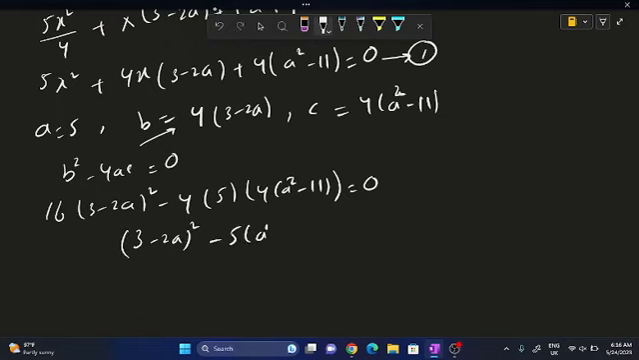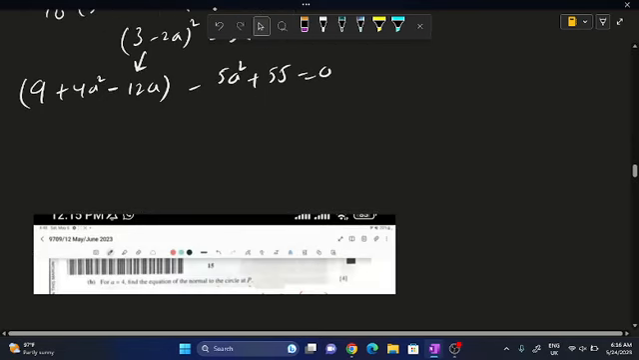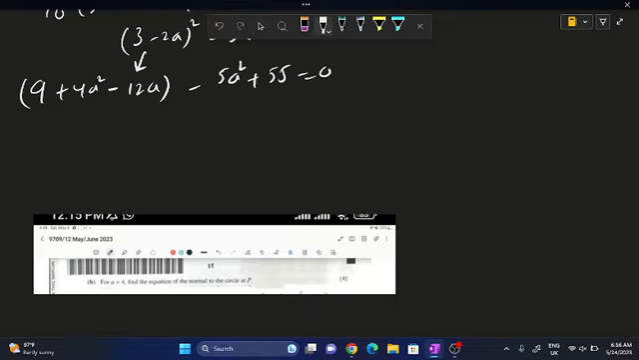Doing the simplification, nothing else, your answer would be (3 minus 2a) whole squared minus 5 times (a squared minus 11), which is equal to 0. Open this by using the formula (a minus b) whole squared. That gives you 9 plus 4a squared minus 12a minus 5a squared plus 55, which is equal to 0. Make a group of similar terms together, and that gives you minus a squared minus 12a plus 64, which is equal to 0.